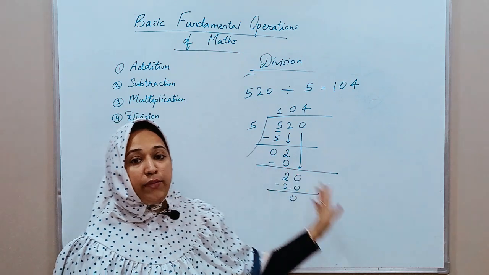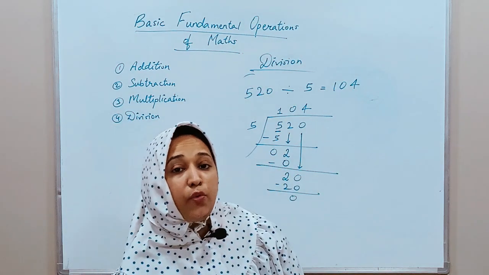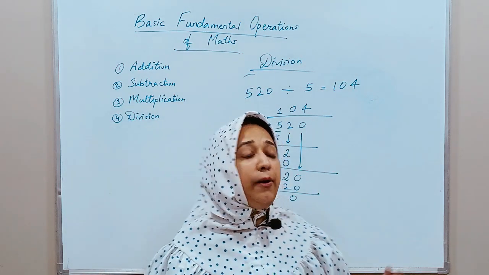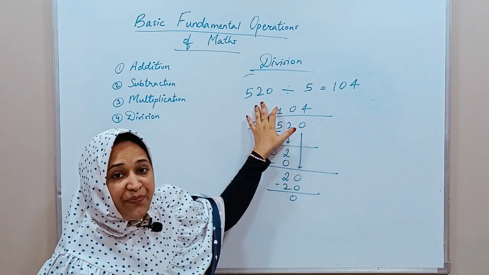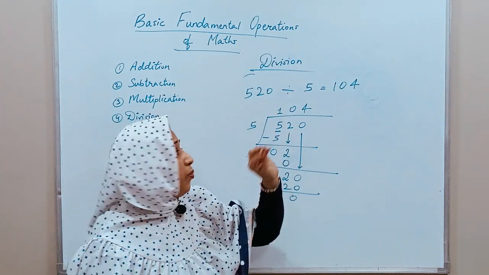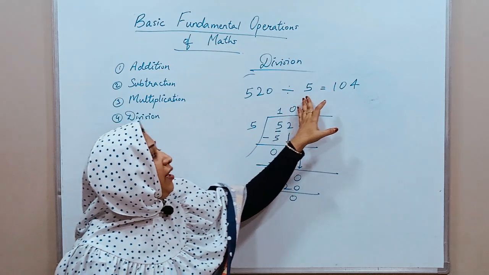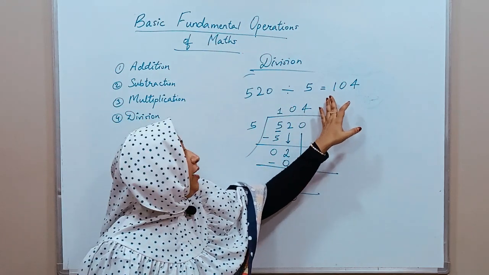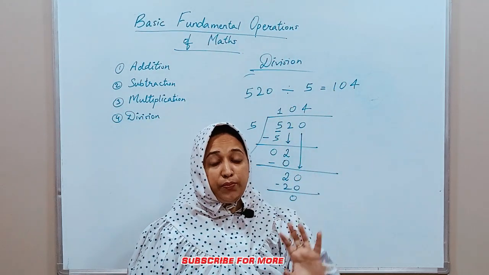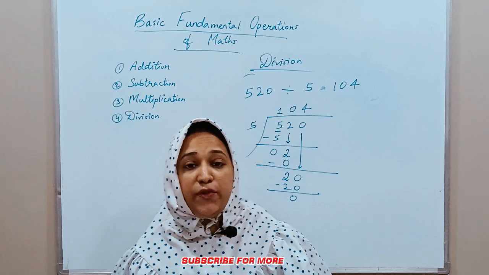This is how we can make divisions. What we are doing is basically dividing a bigger number, that is 520 here, into smaller groups of 5 each. So when we divide 520 into groups of 5, we will get 104 such groups. This is how division works.